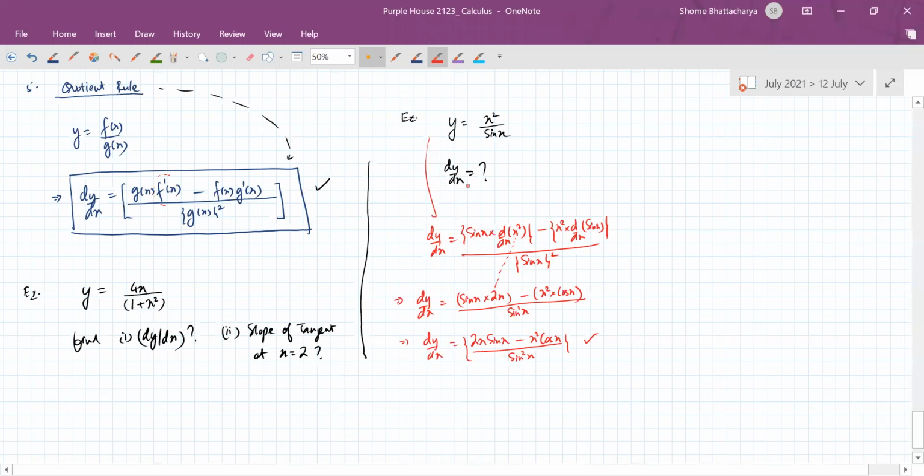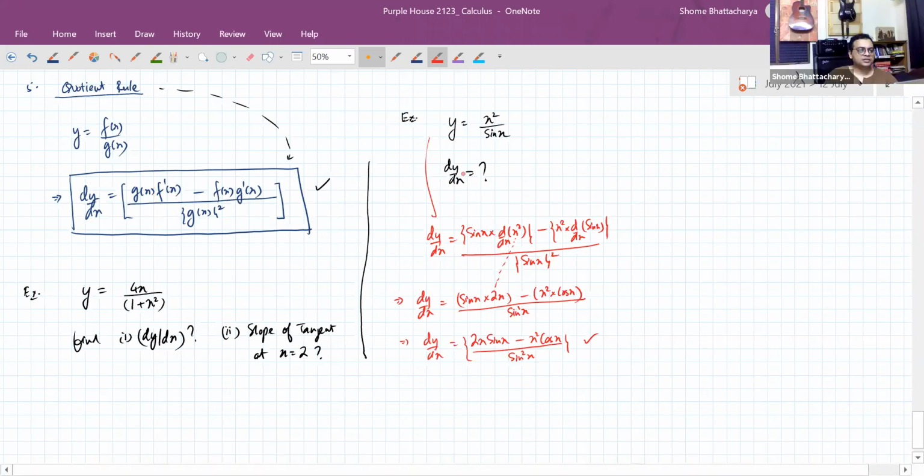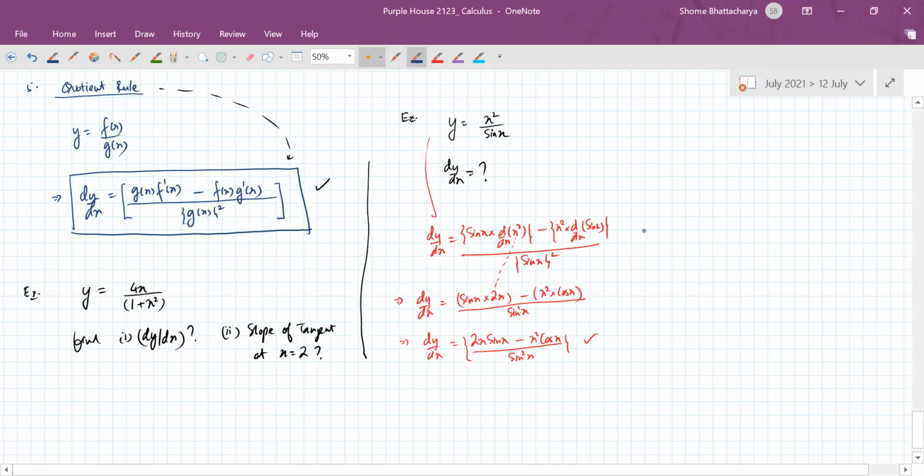What is f prime x? It is the differentiation of f(x). What is g prime x? It is the differentiation of g(x). Got it now? Okay, got it.